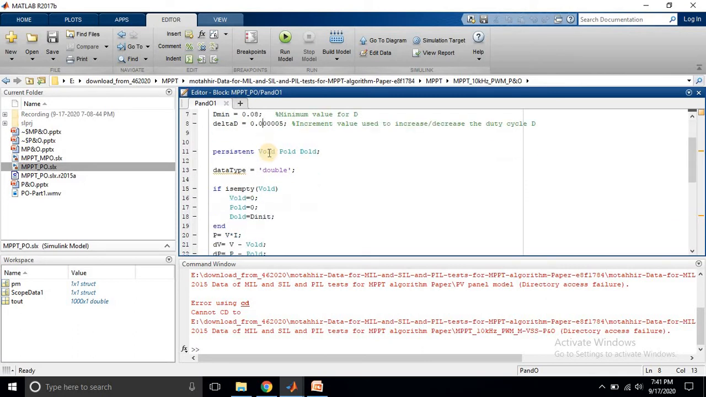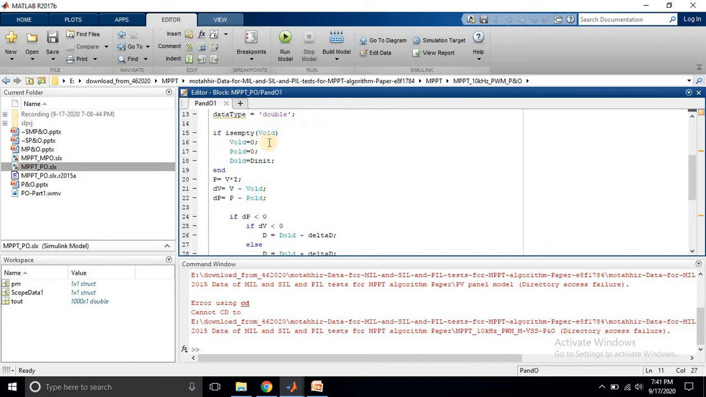Okay, and then we need to take some global variables. Here we have to take three global variables, namely V_old, P_old and D_old. This is nothing but the voltage, power and duty cycle of the previous instant. Then we have to check the previous voltage level, whether the previous voltage has a value or not. If the previous voltage does not have any value, then we have to set the previous voltage equal to 0 and the previous power equal to 0, and consider the old duty cycle, or previous duty cycle, equal to the initial duty cycle.